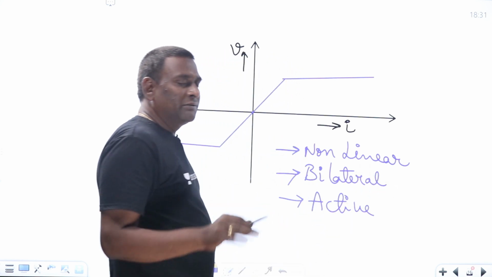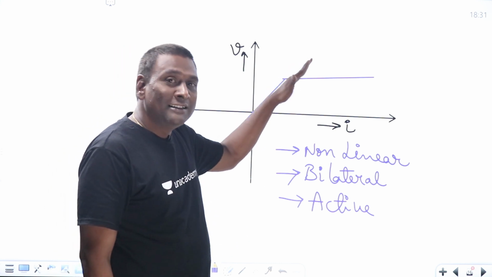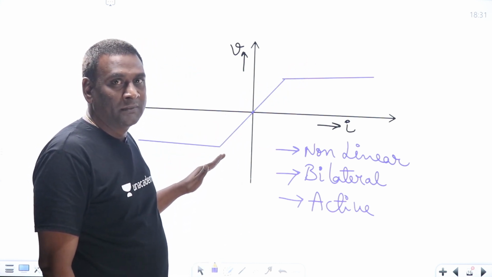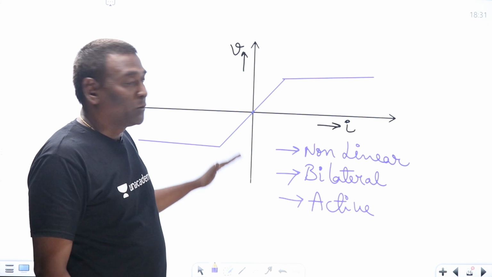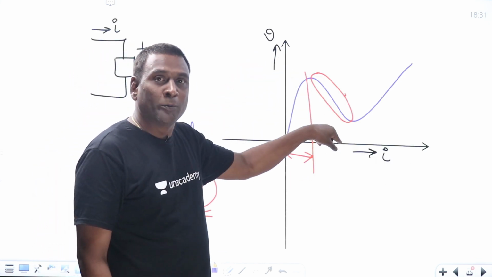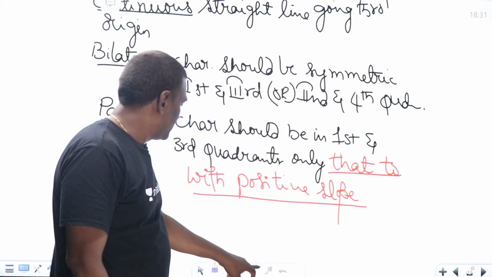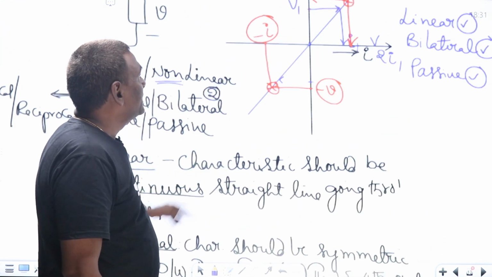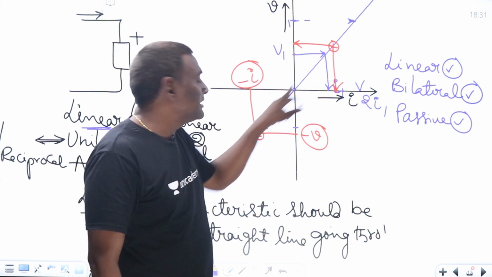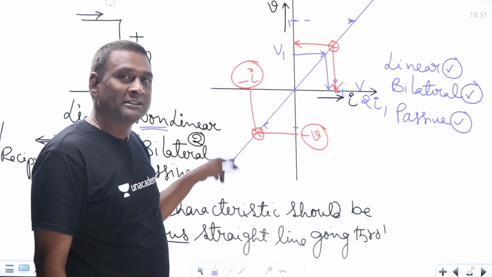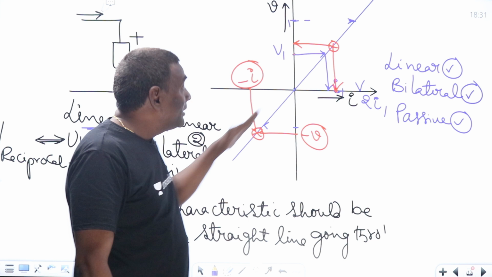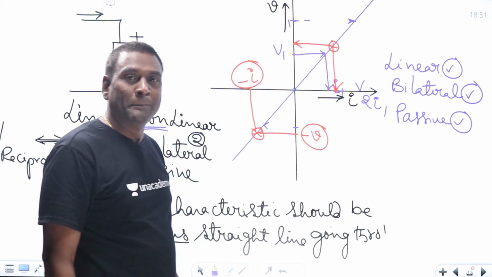Okay. Conclusion is very simple. Even though the characteristic is there in the first and third quadrants only, if it is having zero slope, or if it is having negative slope, it will become active. If it is having a positive slope, like this, with the characteristic in the first and third quadrants only, it will become passive.